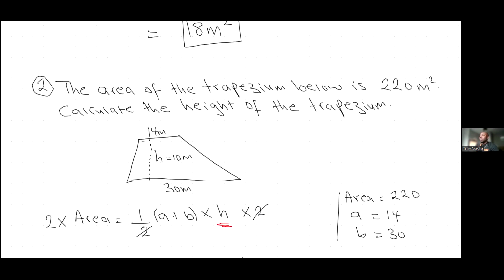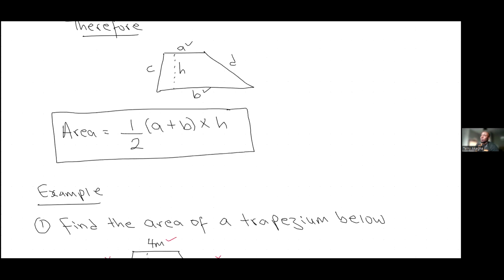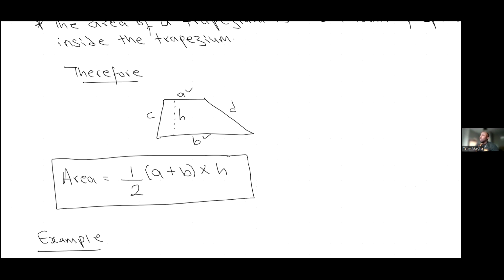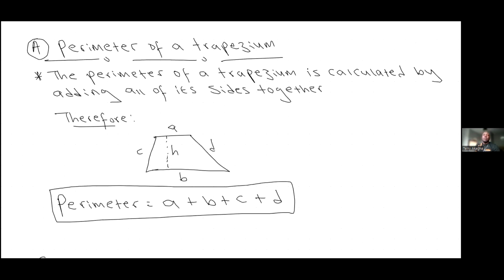So that's how you find the area of a trapezium. You found the area of a trapezium is 1/2 A plus B times H. And I also told you to find the perimeter of a trapezium, you just add the sides together. So that's A plus B plus C plus D. And that is that for that.